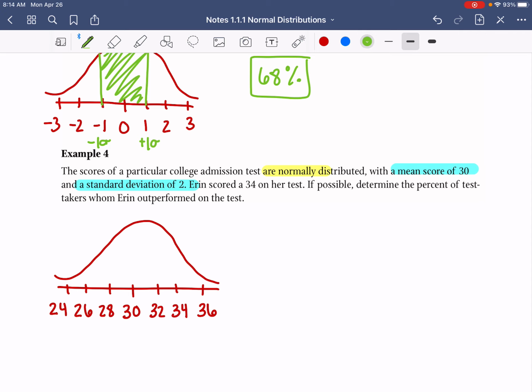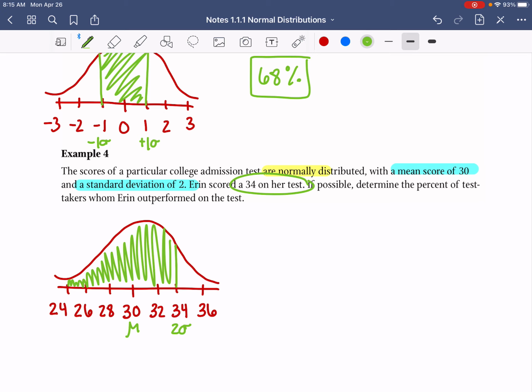It says Erin scored a 34 on her test. So 34 is right here. That's the 2 standard deviations, right? Here's the mean, 1 standard deviation, 2 standard deviations. If possible, determine the percent of test takers whom Erin outperformed. So these people did better, they got a higher score, but she outperformed all of these people to the left. So we're going to try to figure out what percentage she outperformed.